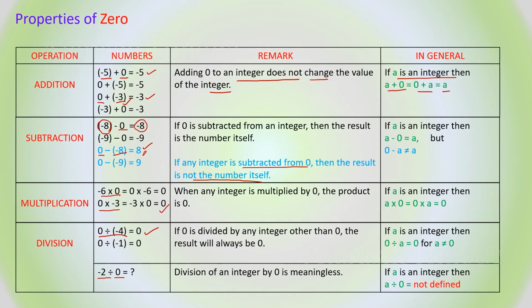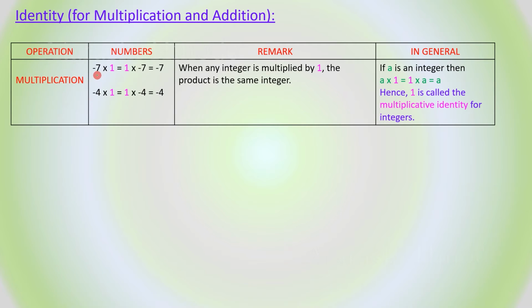Next is identity for multiplication and addition. We know minus 7 into 1 is the same as 1 into minus 7, that is equal to minus 7. That is, when any integer is multiplied by 1, the product is the same integer. Hence, 1 is called the multiplicative identity for integers.